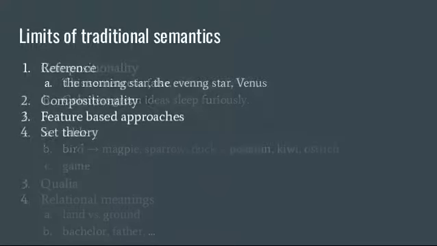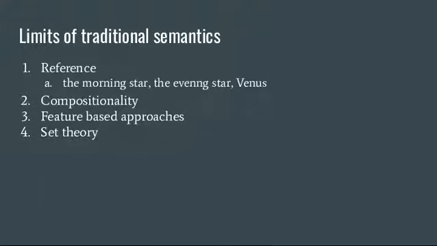Another problem for traditional semantics is reference. It was assumed that one noun referred to one thing, and if you have a different noun, it refers to something else. But then the morning star, the evening star, Venus, those all refer to the same thing. They all have the same referent, and that's kind of tricky for traditional semantics.